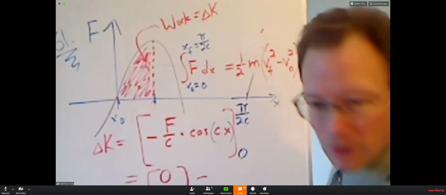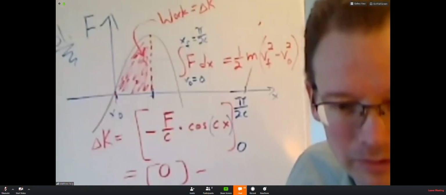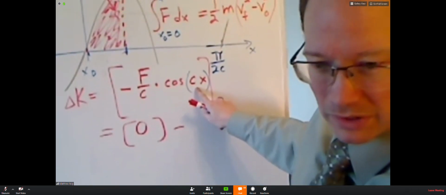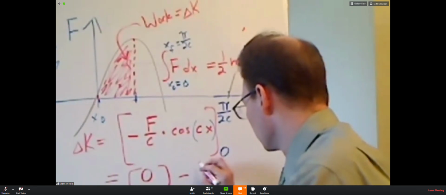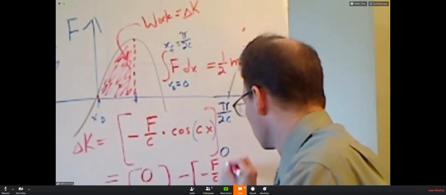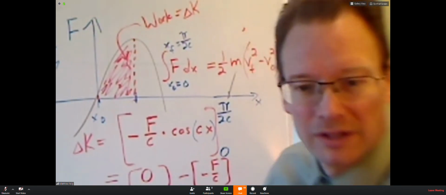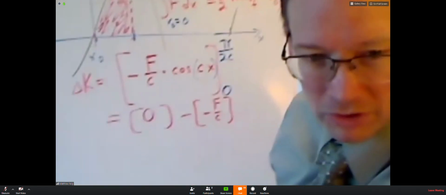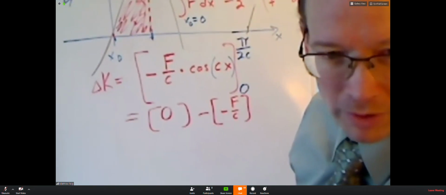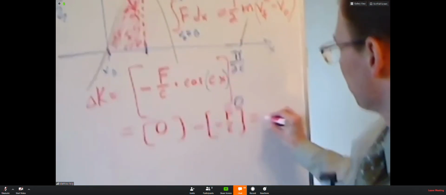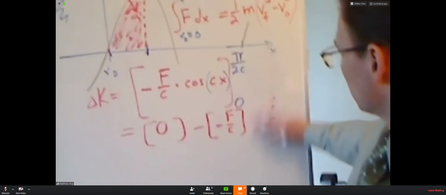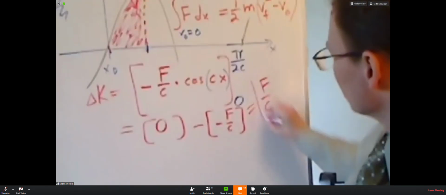And then I should plug in the lower endpoint. I don't know if you guys can see that. What do you get when you plug in 0 to cosine? Cosine of 0 is 1. So I get negative F over c times 1. And what is the overall result for the integral? The integral represents work, and you could also say the integral represents change in kinetic energy. So what's the overall result? Positive F over c. Or I think they called it F naught, and I haven't been writing F naught.